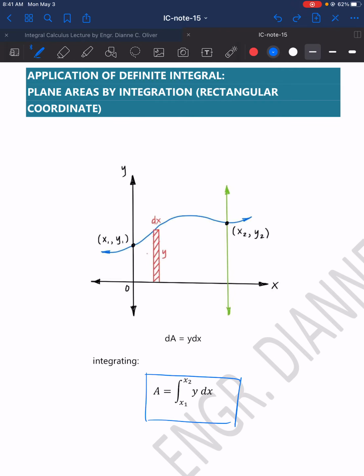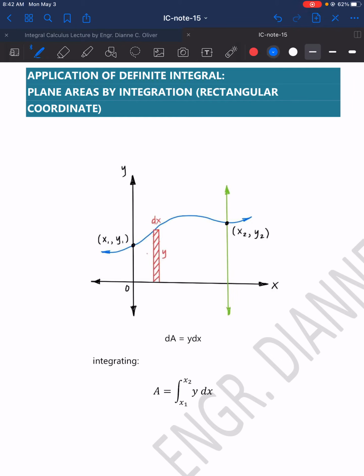Now in this video, we will also learn how to get the lower limits and the upper limits. How do we arrive at x1 and x2? Take note that the area strip is vertical and it has the length y and the width dx. The width is always in derivative form. So if we are using the horizontal area strip, the area of this is x dy. That's how we put the area strip.